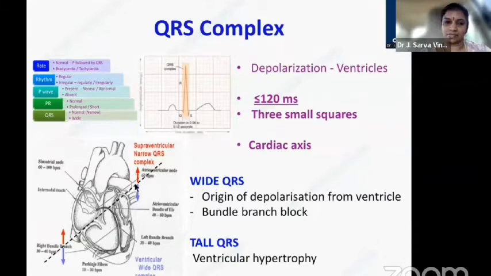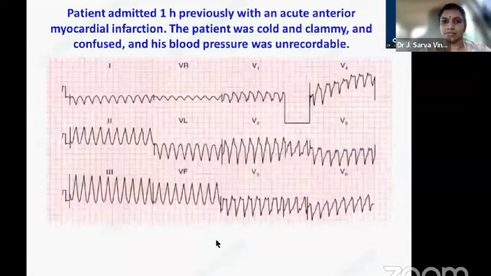Always remember, in a tachycardia, if the QRS complex is narrow, then the origin of tachycardia is above the ventricle. If the origin of tachycardia is in the ventricle, then definitely you have a wide QRS complex. The other reason for the wide QRS complex is bundle branch block. And the QRS can be tall when there's ventricular hypertrophy.